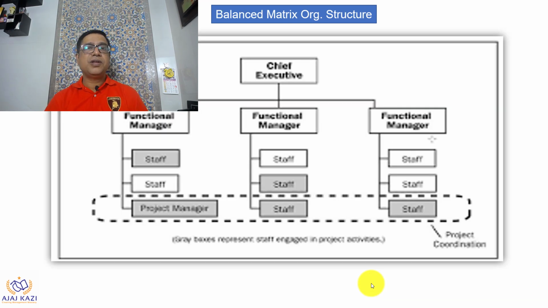Next comes the balanced matrix, and you can see the first time the name of project manager comes in. Here one of the functional managers has one project manager who reports to him, and he takes the resources from other functional managers depending upon the requirement. These functional managers give staff to that particular project, and project coordination happens between the project manager and the staff. But the catch is the staff still report to those functional managers. But again, the first time you see a project manager in this organization structure.